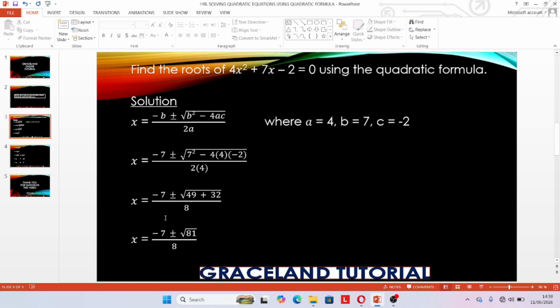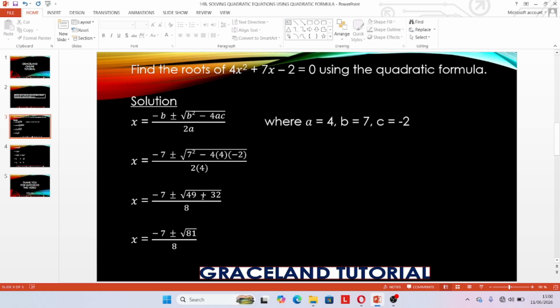x will be equal to minus 7 plus or minus 7 squared. 7 times 7 is 49. And then minus 4 times 4 is minus 16. Minus 16 times minus 2 is plus 32. So we are going to have the square root of 49 plus 32, over 2 times 4, which is 8.